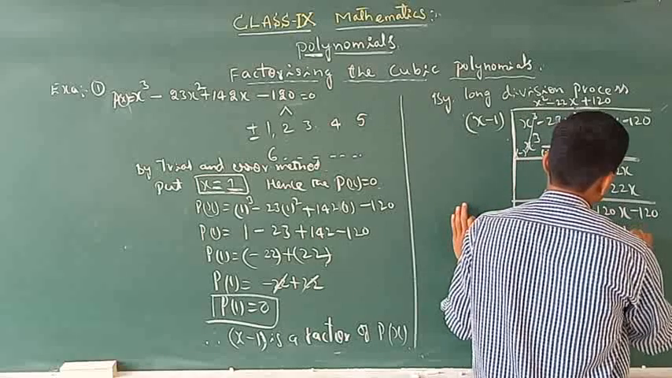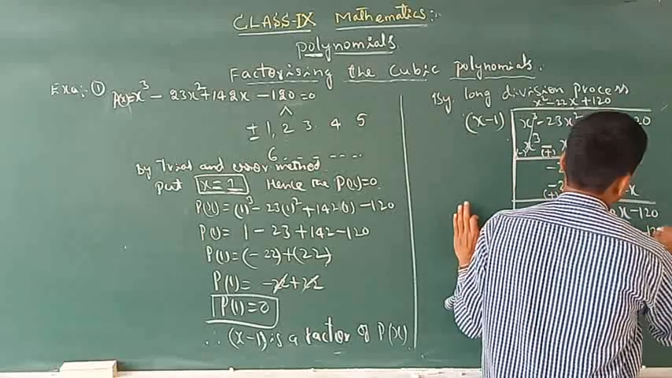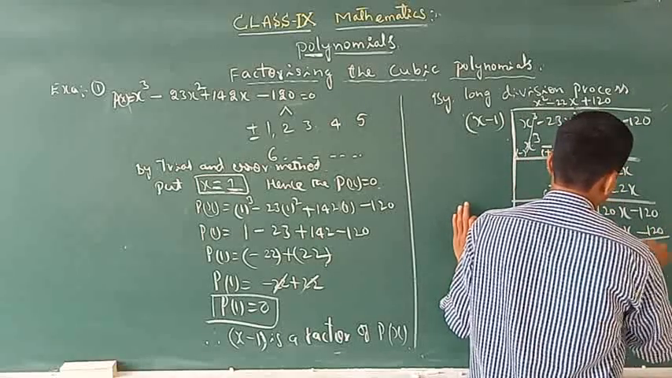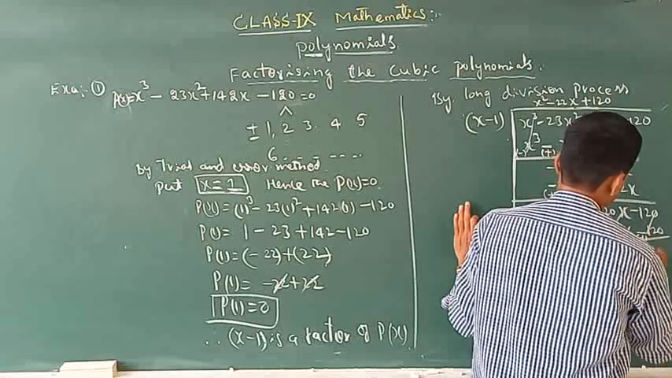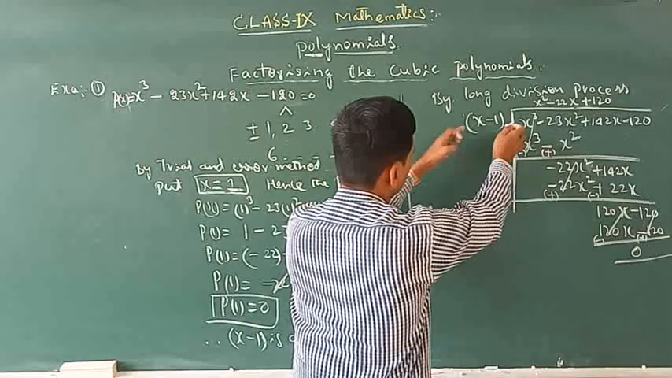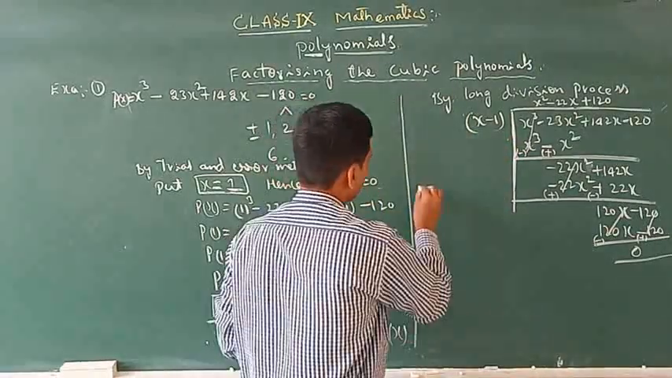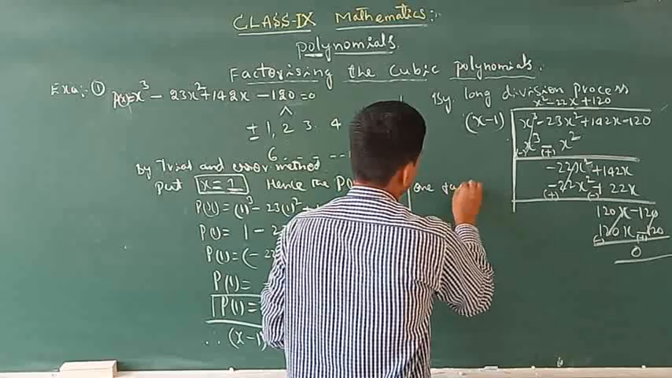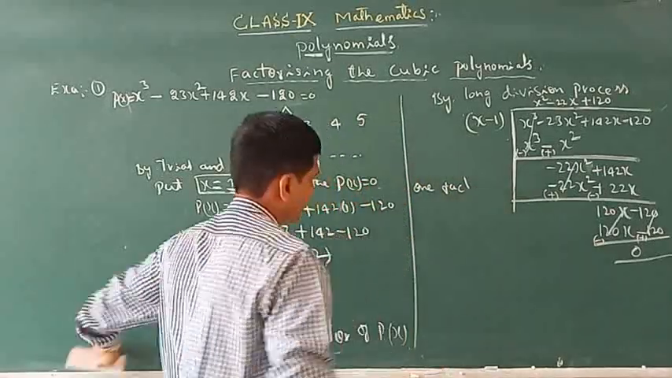You will get 120 into x minus 120, so that you are okay. All are cancelled out. The remainder becomes 0 here. So here one factor came out. So one factor is one factor. Okay, I will write it like here.